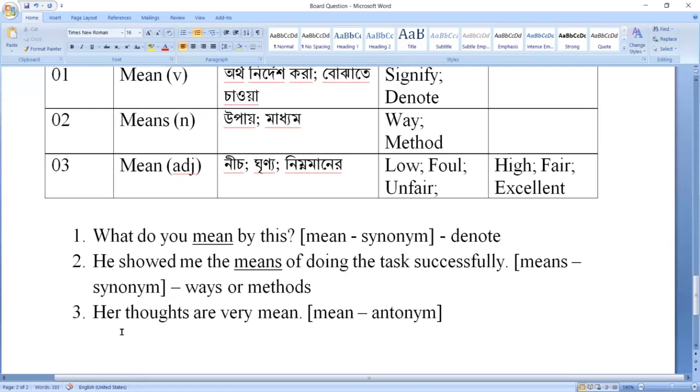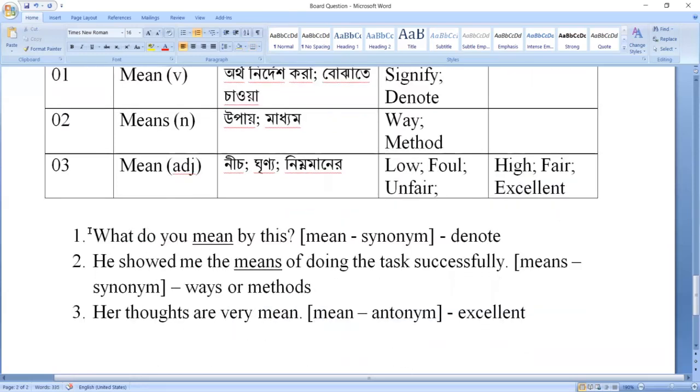Then the third sentence, if we read, we get the meaning that our thoughts are very mean, অর্থাৎ তার চিন্তা ভাবনাগুলো খুবই নিম্নমানের. So here the word mean is in adjective and it refers to নিচ, ভিন্ন, নিম্নমানের ইত্যাদি. So if we want to find out the antonym of the word mean, we have to use these words, that high, fair, excellent, etc. So you can write here excellent.